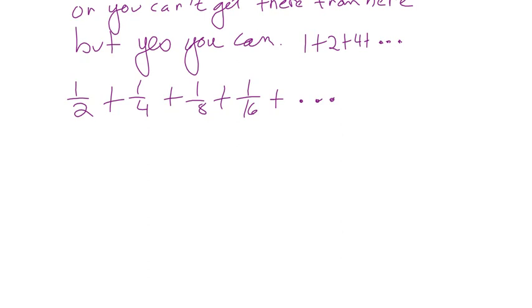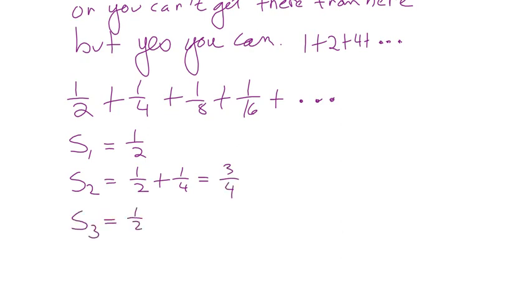So okay, if we look at the partial sums for this series, what's S1? A half. What's S2? Half plus a quarter, or 3/4. What's S3? 7/8. What's S4? 15/16. And so on, right? What's S5? 31/32. What's S6? 63/64. What are we getting closer to?